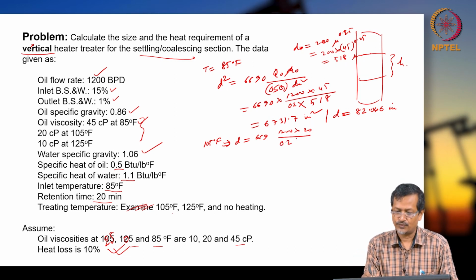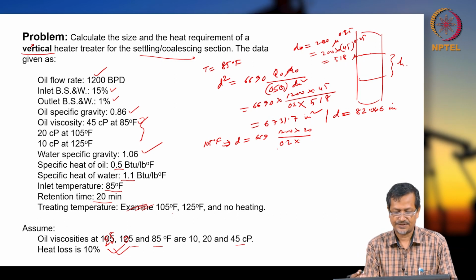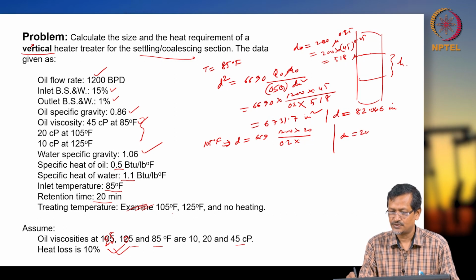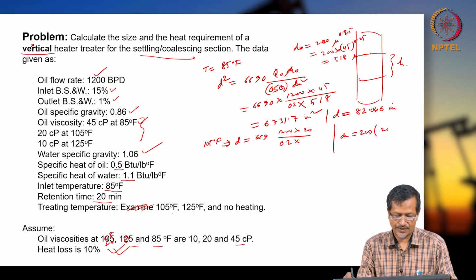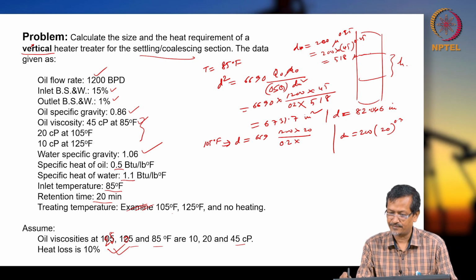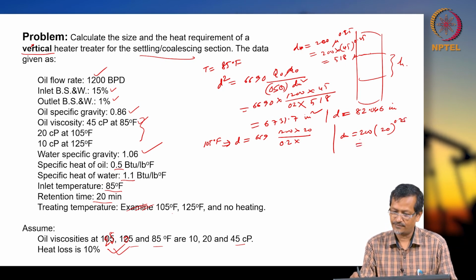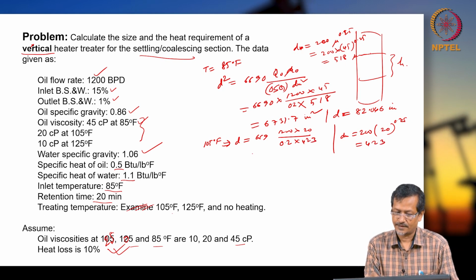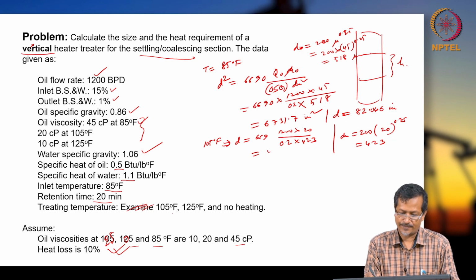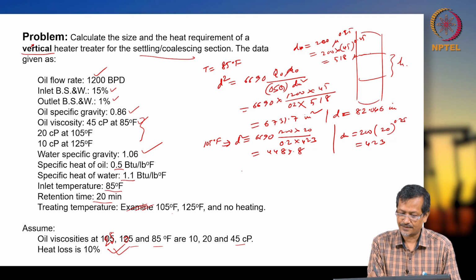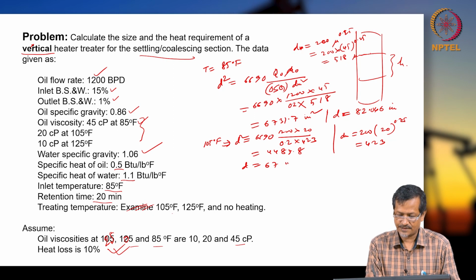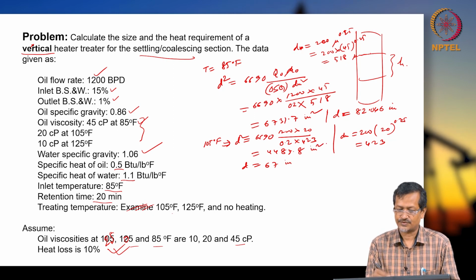Your delta SG of 0.2 is not changed, and d_m equals 200 into the viscosity 20 to the power 0.25, which gives 423. The total value comes to 4487.8, which is d square, so d comes as 67 inch. This is inch square because the square term is there.